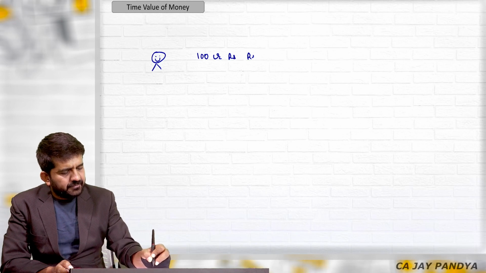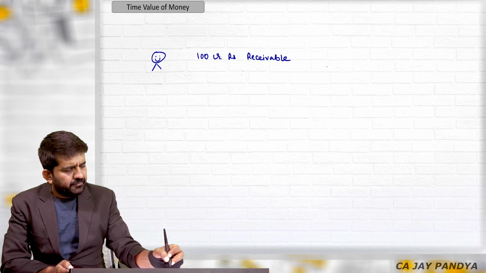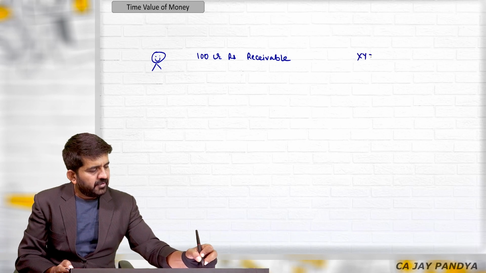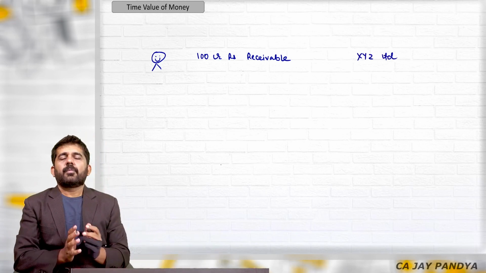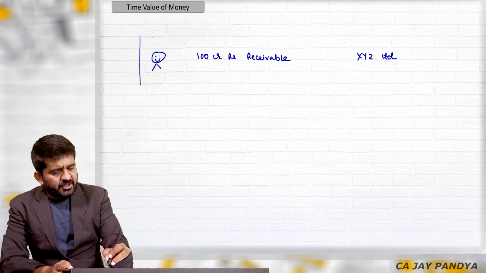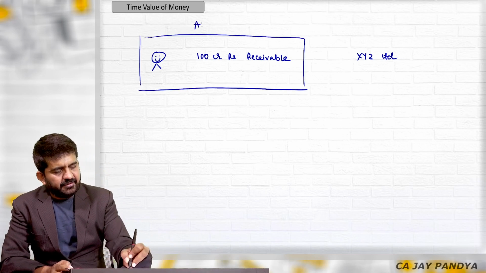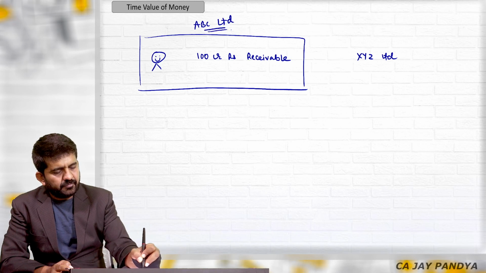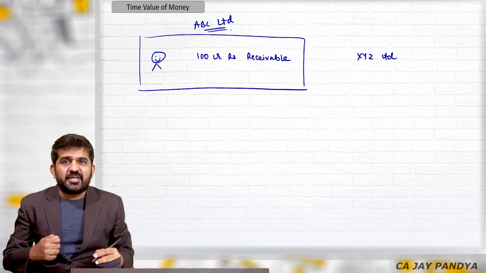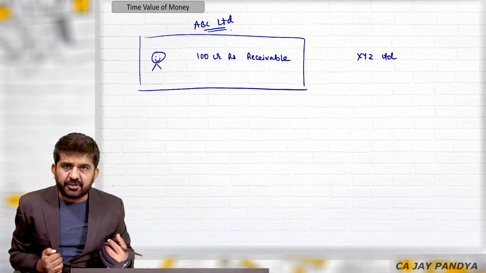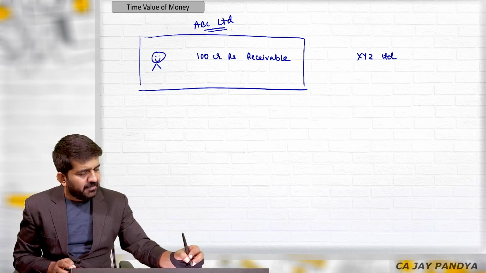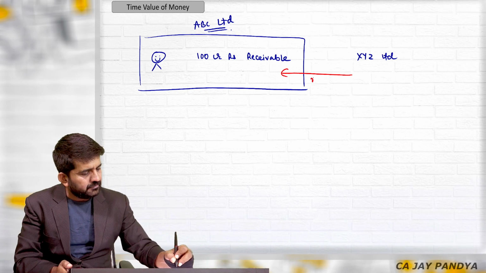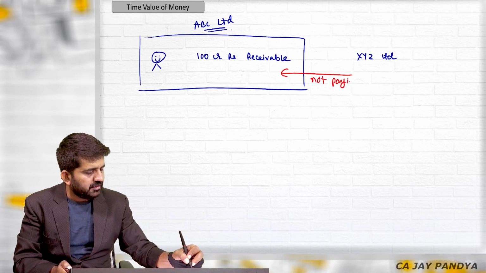There was a company where a person was working. They had 100 crore rupees receivable from XYZ Limited. This person was working in ABC Limited. He was in treasury management, he was a recovery manager. XYZ Limited was not paying this money.